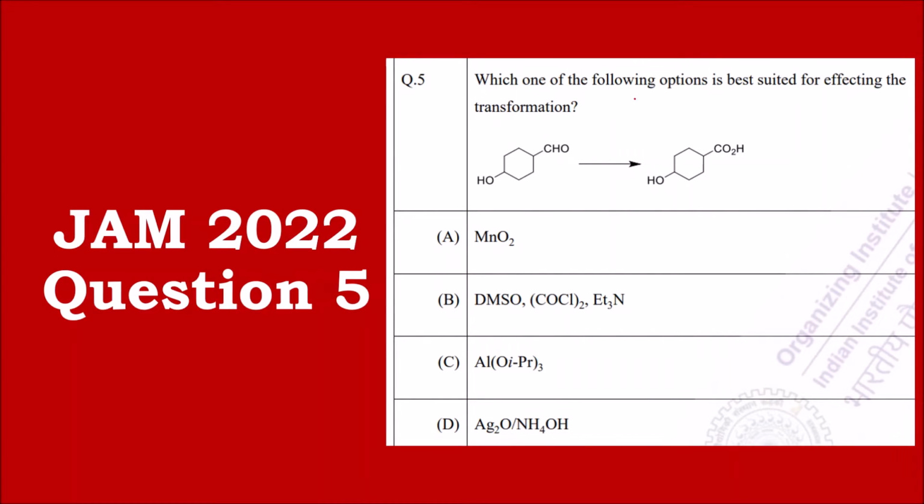So the question is, which one of the following options is best suited for effecting the transformation? What is happening in this reaction is, in the reactant you can see this is which functional group? This is alcohol. Alcohol remains as it is. There should be no change to the alcohol. But aldehyde, this CHO, is the aldehyde functional group. It is getting oxidized to carboxylic acid.